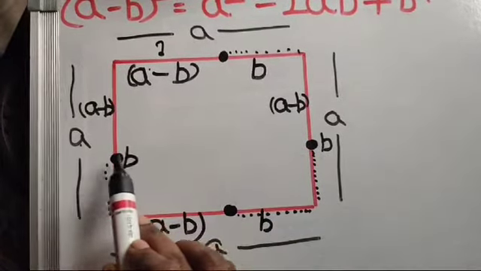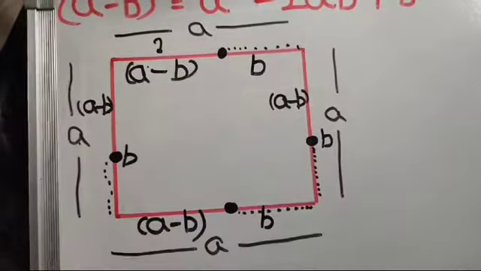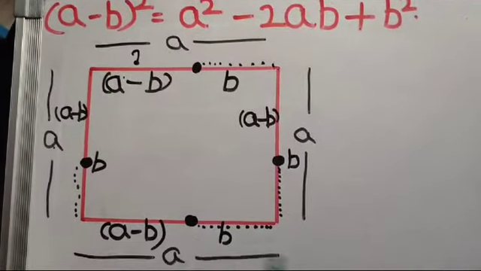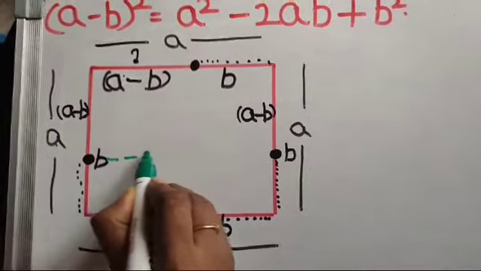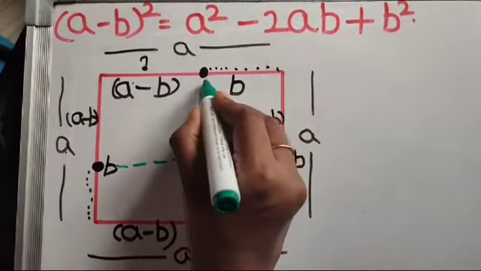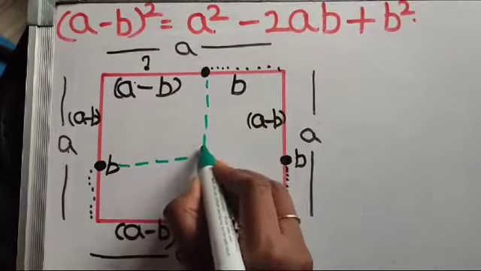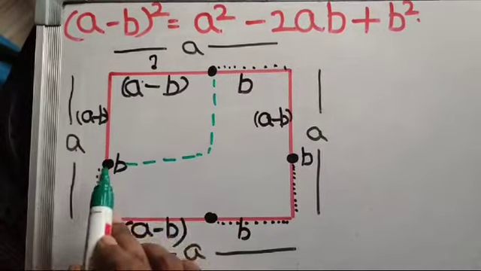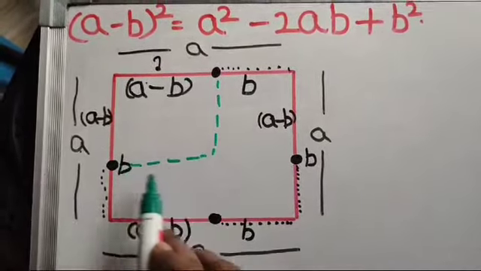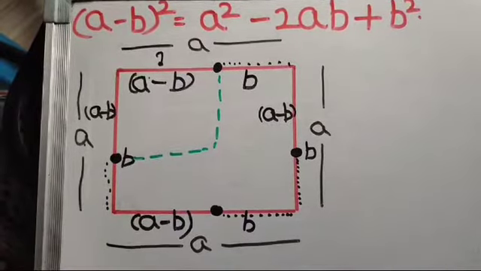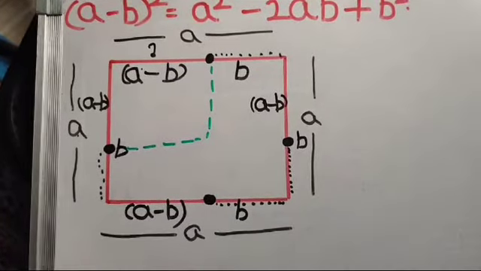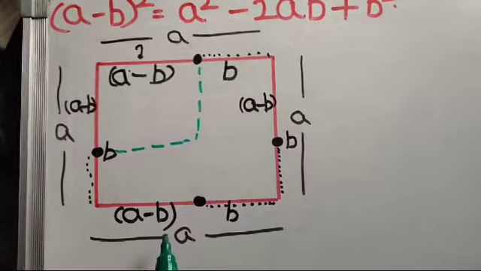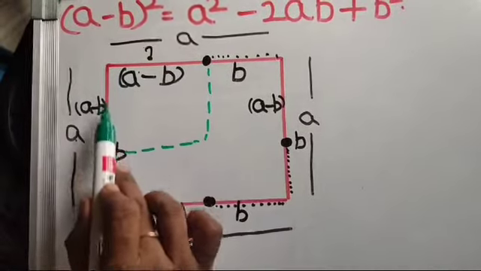Now join the lines so that they form a square. So now I am joining the parts of B and B. If we join, what do we get? We get a square. So now we have joined, we get a square. Now what we have to do? We have to find the area of that square.